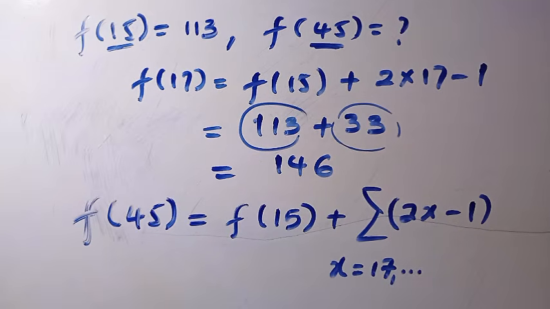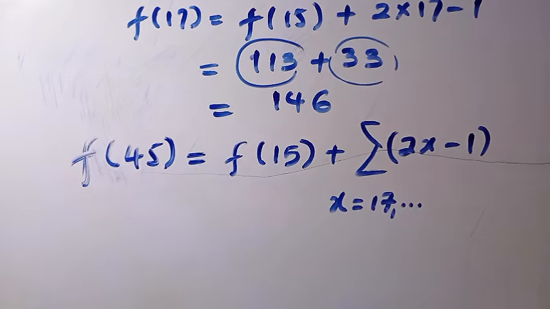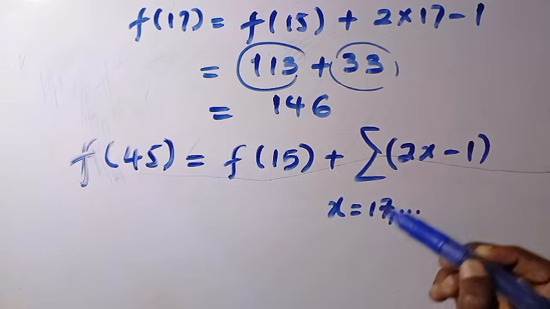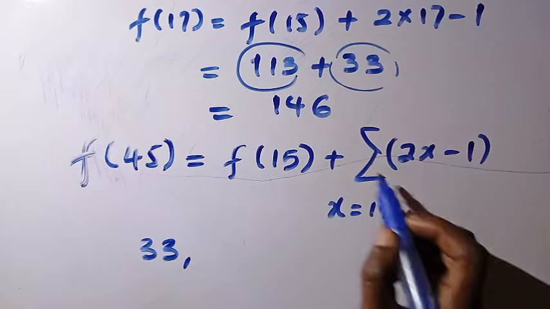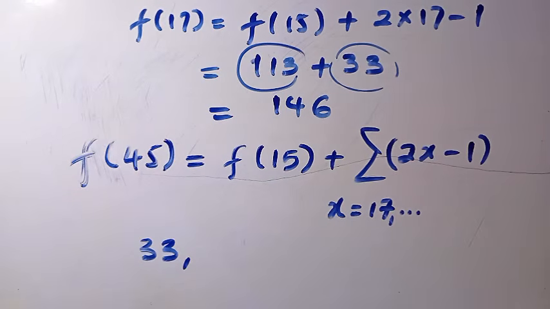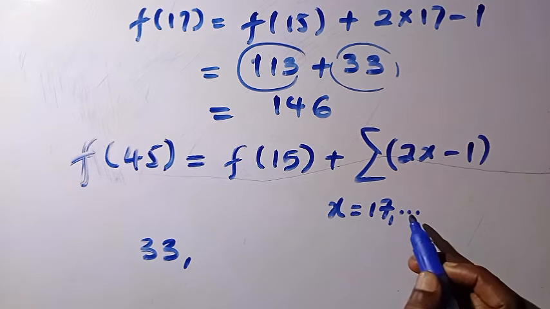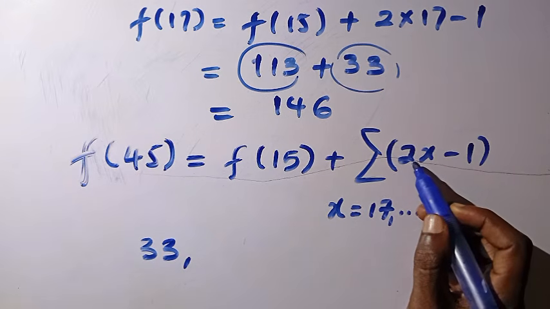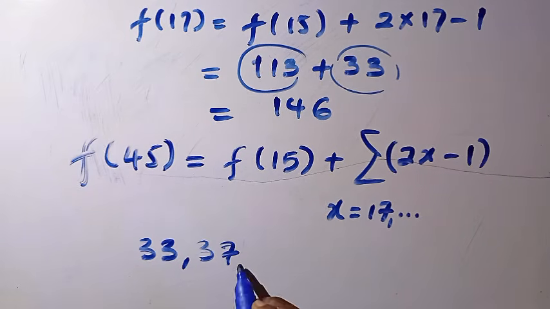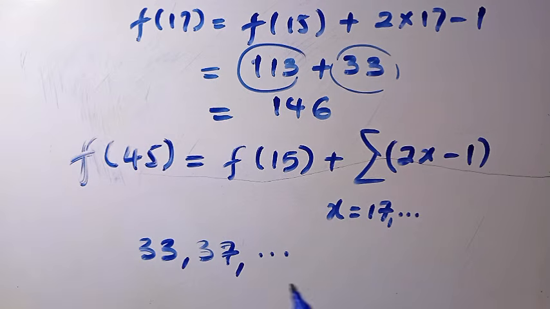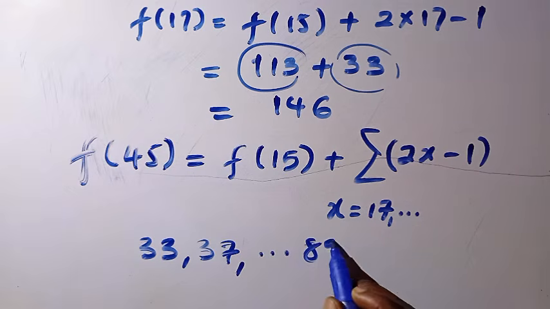So if this is what we consider as the general formula we are going to use, we have to know the sum of all this. The first one, if x equals 17, we have 33. Since we are taking the summation, firstly we look for the sequence, the number of terms we are going to get. So we have 33, and the next one, if it is 19, 2 multiplied by 19 is 38, and 38 minus 1 gives us 37, and that's how it continues till we reach the last one, which is 45. If we have 45, that will give us something around 89.